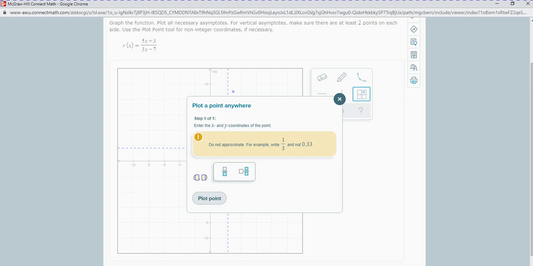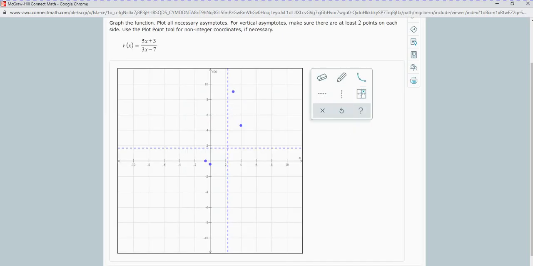So the next point is at 0, -3/7. So 0, and then negative, and put our fraction, 3/7. There we go, plot that point. And then our last point was at 4 and 23/5. So 4 for the first coordinate, second coordinate we need a fraction, 23/5, plot that point, and then you can close that. And notice it's plotted all of those points.